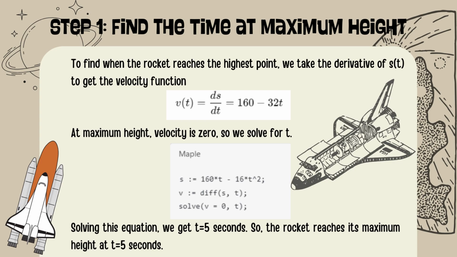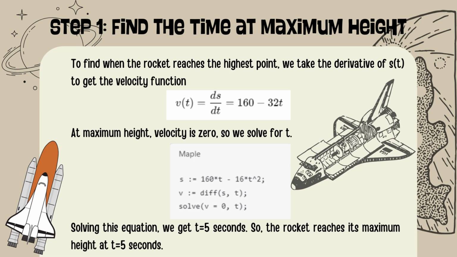To solve this problem, firstly, we have to find the time at maximum height. To find when the rocket reaches the highest point, we take the derivative of s(t) to get the velocity function below. At maximum height, velocity is 0, so we solve for t. Solving this equation, we get t equal to 5 seconds, so the rocket reaches its maximum height at t equal to 5 seconds.